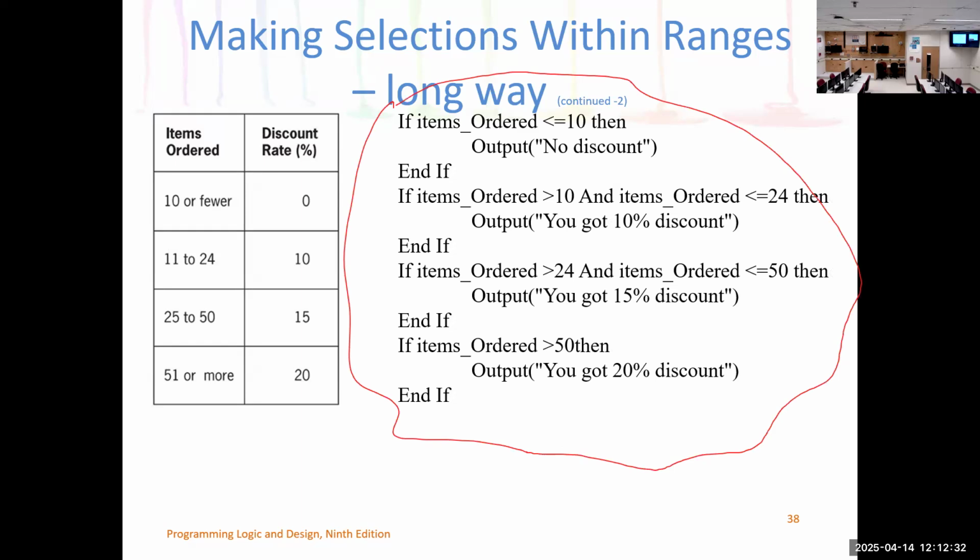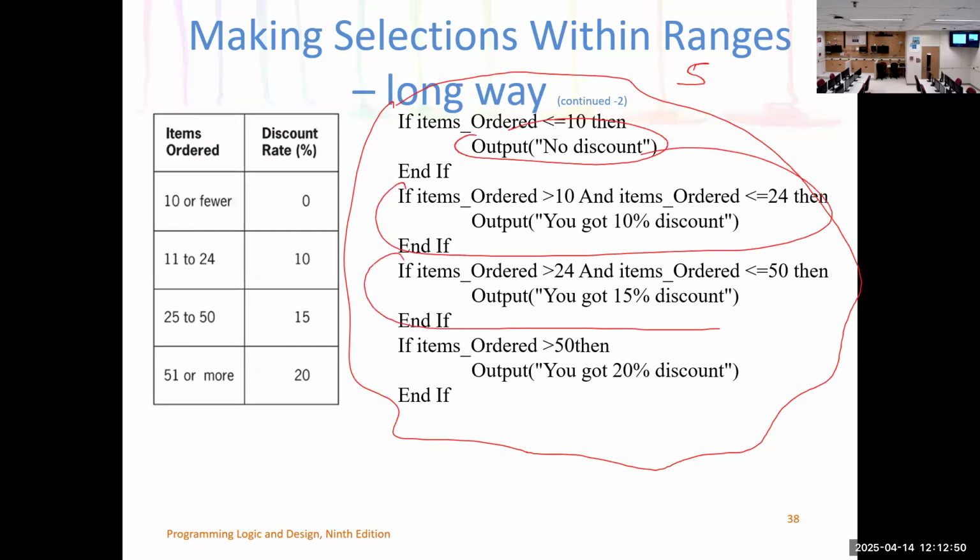What? Why not? What do you mean the long way? You have to go through each one. Yeah, right. You have to go through all of the conditions here. Think about if I put number 5 here. For sure, I get no discount here. But again, I have to check this one again, and I have to check this one again, and I have to check this one again.